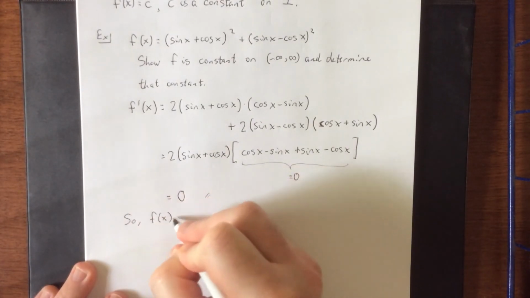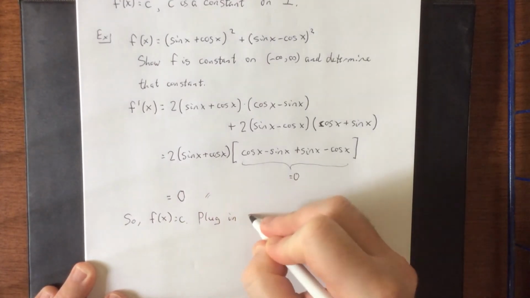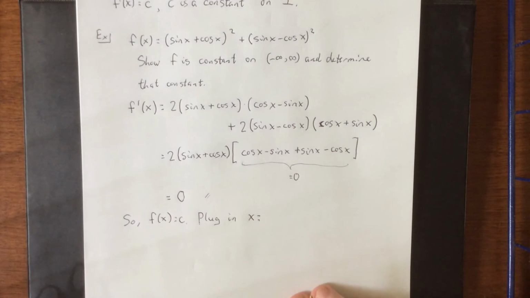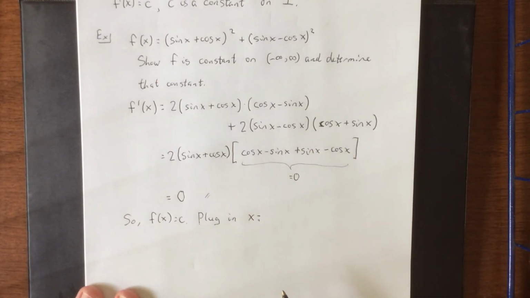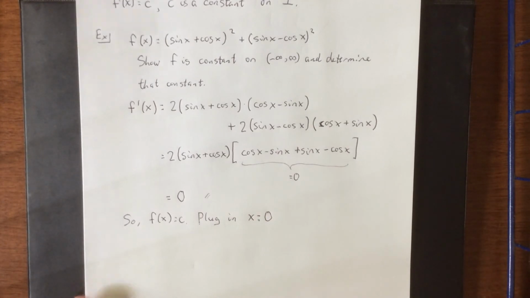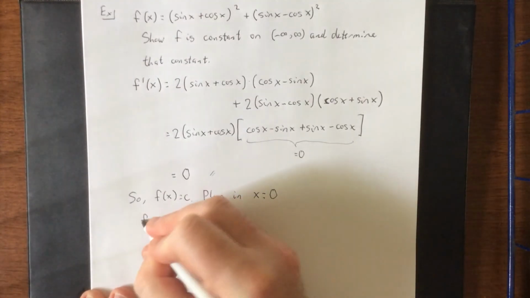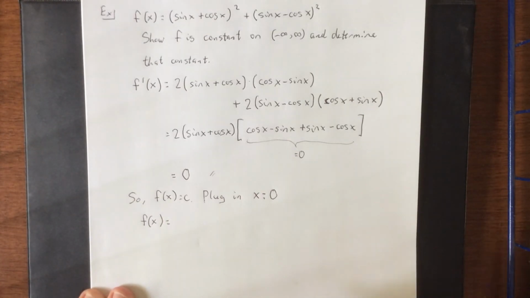So f of x is equal to some constant. To figure out what constant, we can plug in any value of x, because we proved that this was true for all real numbers, as that is the domain of the function. Now, when it comes to trig functions, you can pick any of our familiar angles, such as, I don't know, pi over 4, pi over 3, pi over 6, pi over 2, or you could go with my personal favorite, 0. That way we can figure out what this constant is equal to.